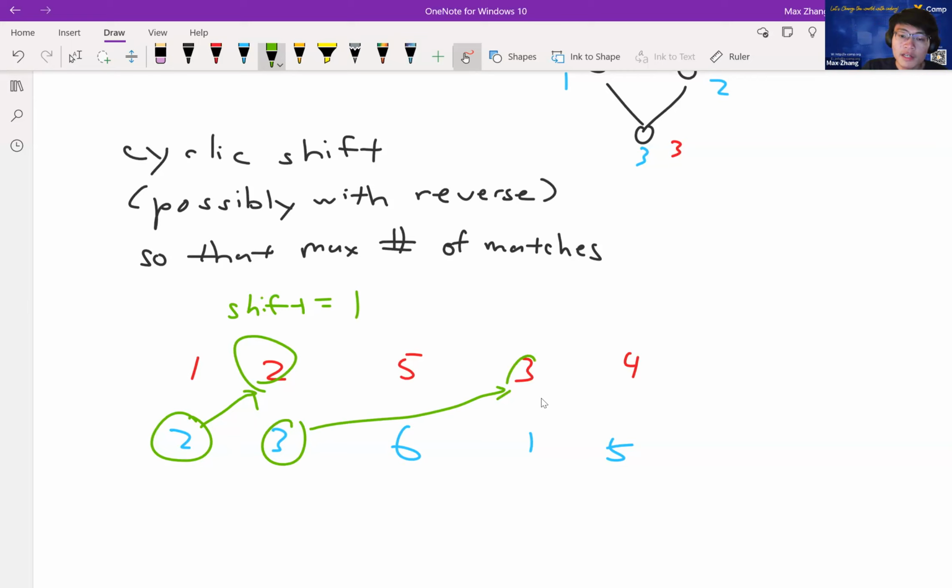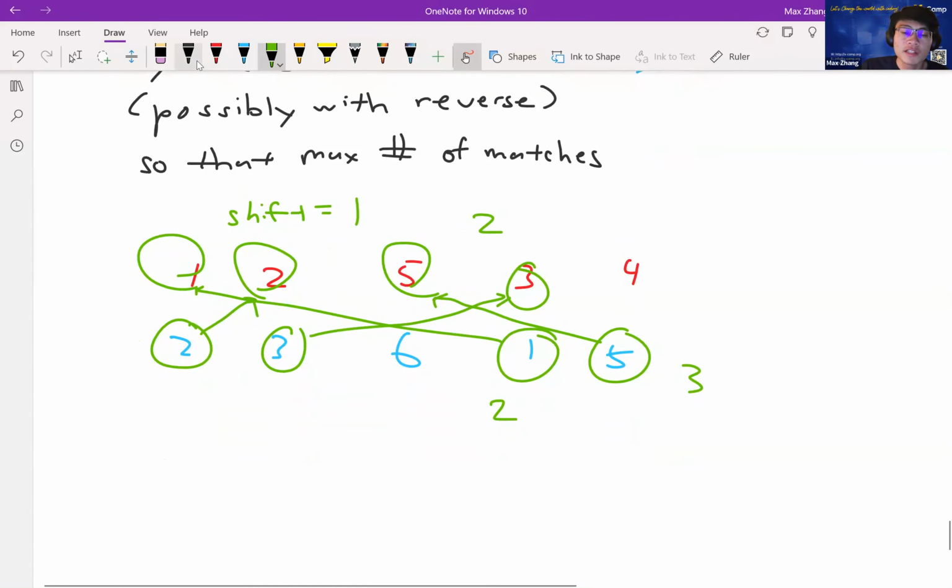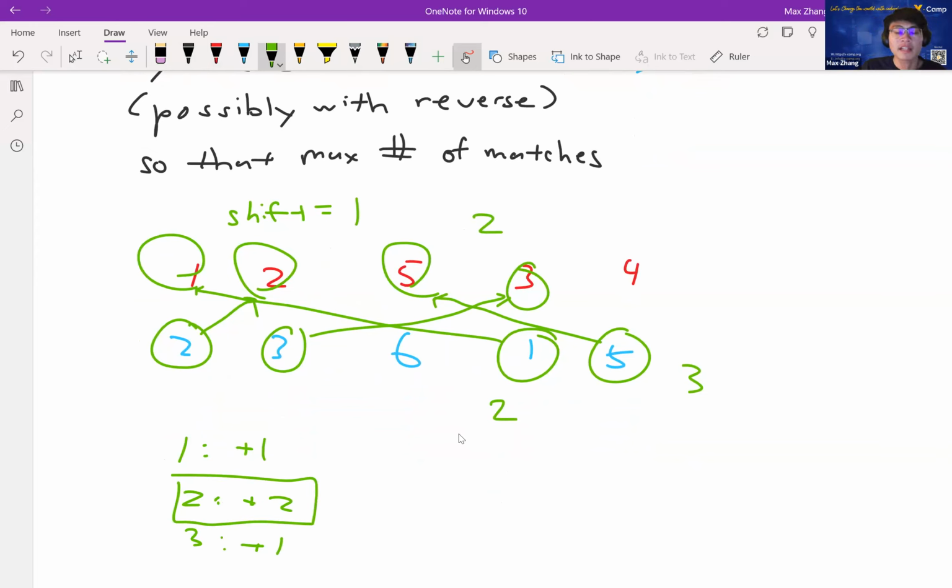Here, if we shift by 2, we get +1 to the answer. Here, if we shift by 3, that's also +1. And for this one, we need to shift by 2. So if we shift by 1, we get 1 alignment. If we shift by 2, we get 2 alignments, since both the 1 and the 5 line up. And if we shift by 3, we get 1 alignment. So 2 is the maximum, and that's the answer we take.